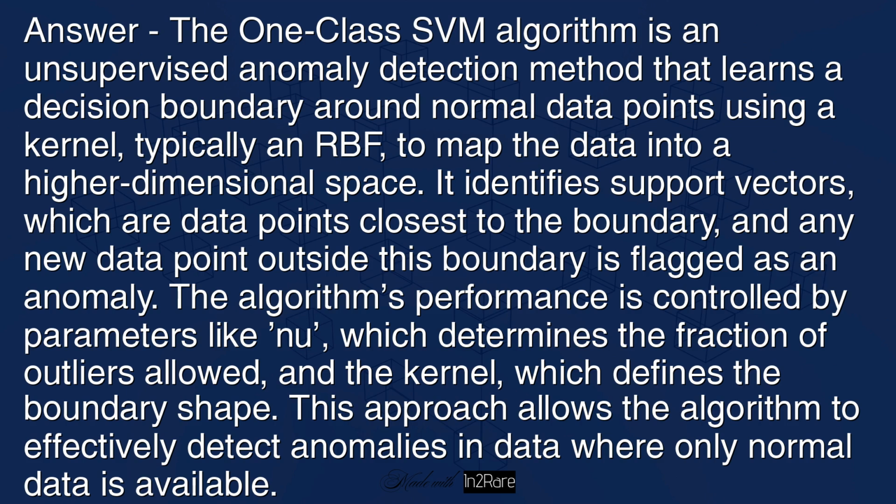The algorithm's performance is controlled by parameters like nu, which determines the fraction of outliers allowed, and the kernel, which defines the boundary shape. This approach allows the algorithm to effectively detect anomalies in data where only normal data is available.